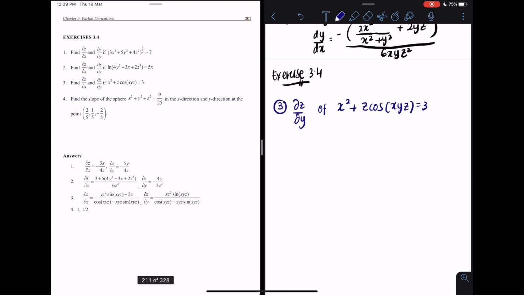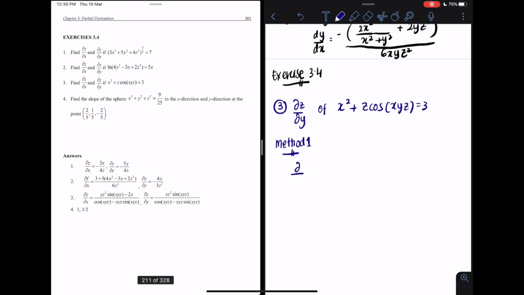I will answer a part of it, which is determine del z del y of the following function: x squared plus z cosine xyz equal to 3. So let's try to solve it by using method 1, which is implicit differentiation. In this case, del z del y, variable that is not related to z and y, you will treat as a constant. In this case, x should behave like a constant.